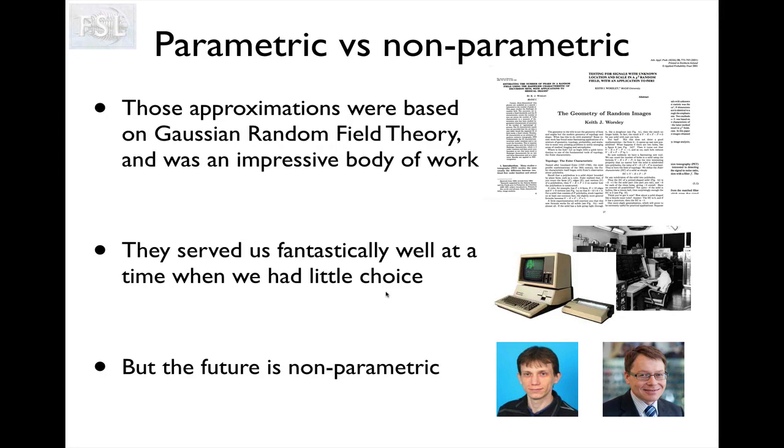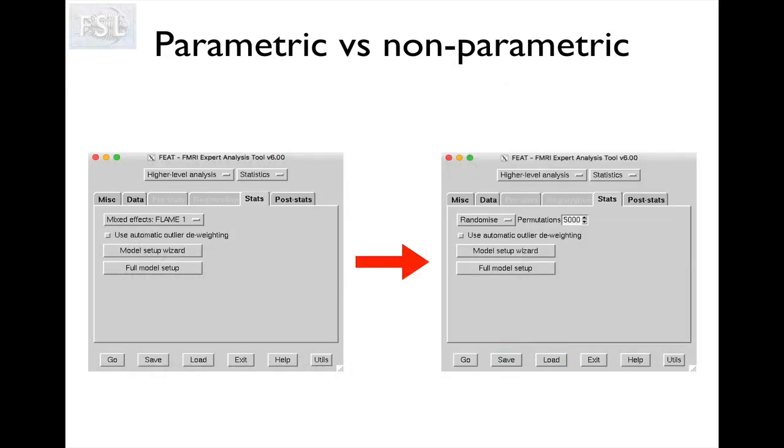So the non-parametric tests, the randomization tests that we today are able to do because the computers are so fast, really weren't practical at the time. But I would claim this very strongly: the future is non-parametric. So if you want to join us on this journey into the future, it's actually really, really easy. All you need to do is to change this from mixed effects FLAME in the FEAT GUI to randomise, and you're on your way to the future.